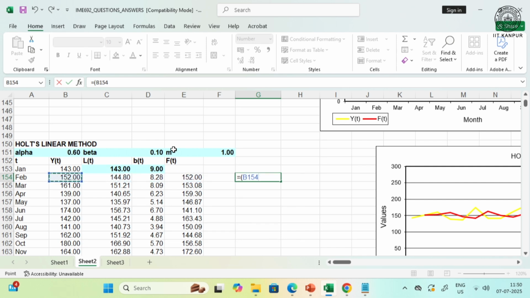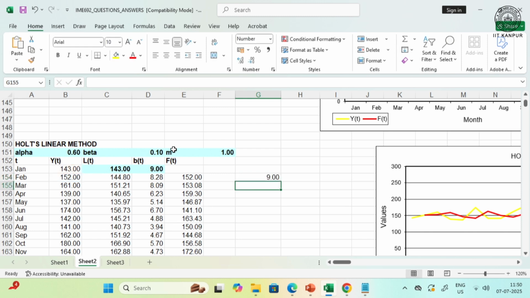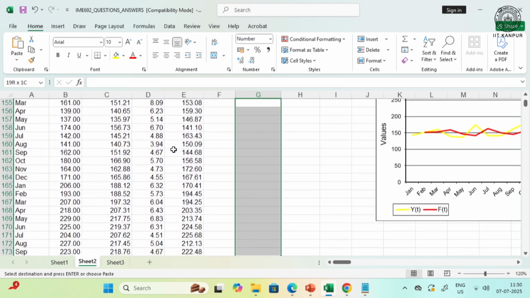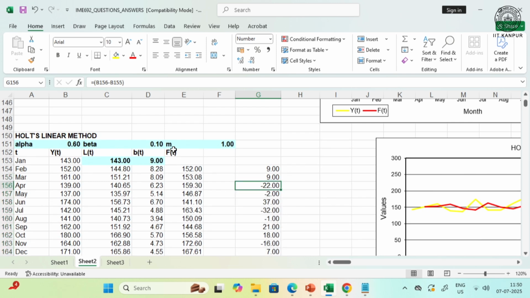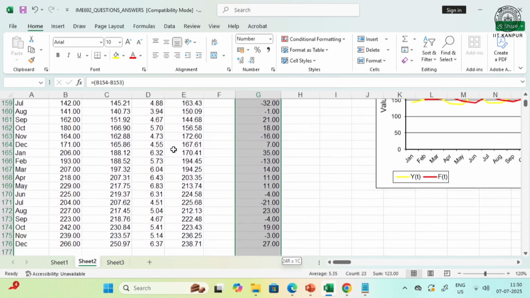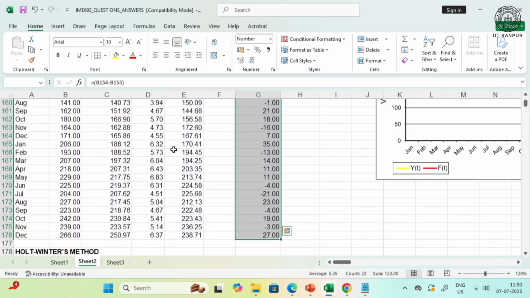So, the difference between February and January is given, which is 9, per unit time, per month. If I calculate these values, they come to be 9, 22, minus 22, minus 2 and all these things. If I find out the average of this, the value comes out to be about 5.3. So, I can take the trend to be 5.3 or about 5.5.